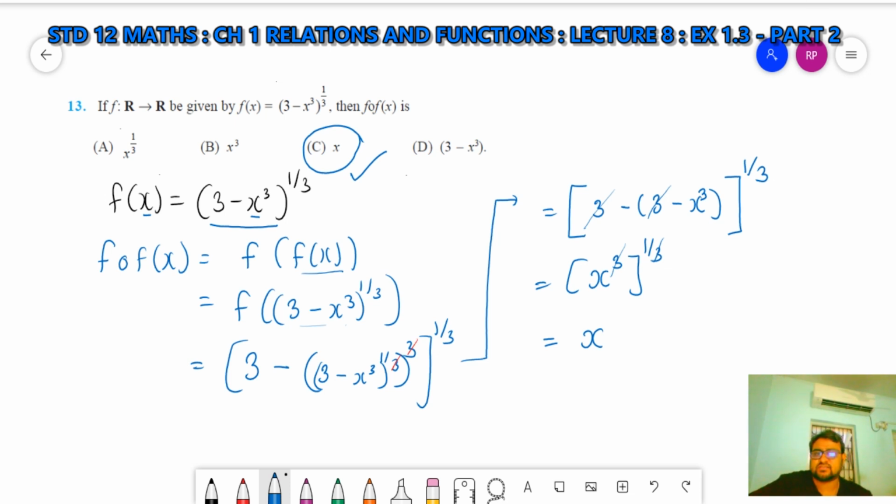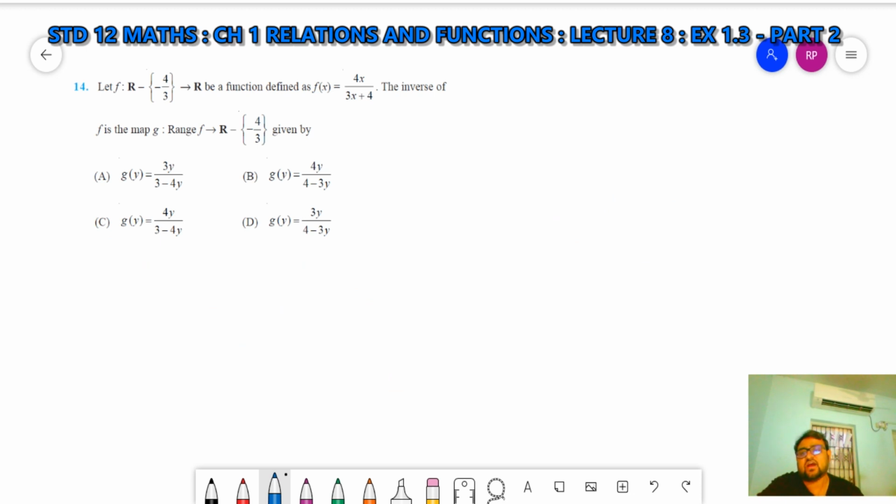Okay, now let's move to the next. That is question number 14, which is the last for this exercise. Question number 14, f from R minus {minus 4 by 3} to R be a function defined as f of x equal to 4x upon 3x plus 4. The inverse of f is the map g from range of f to R minus {minus 4 by 3} given by. So you need to find out the inverse.